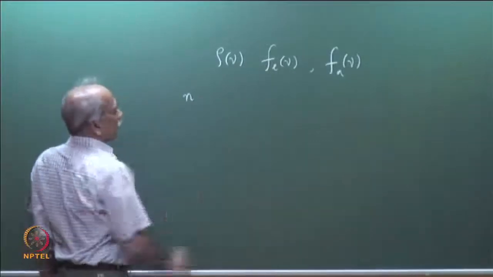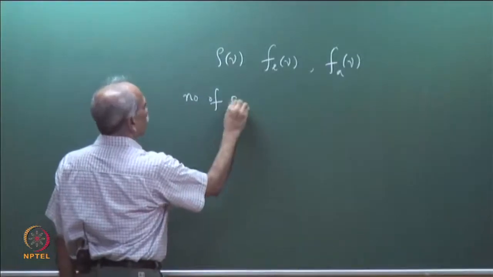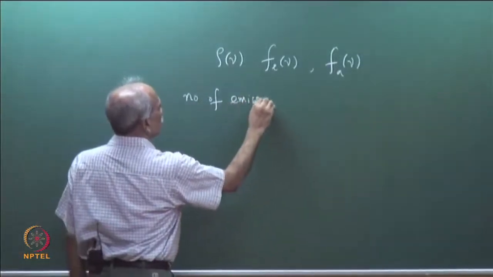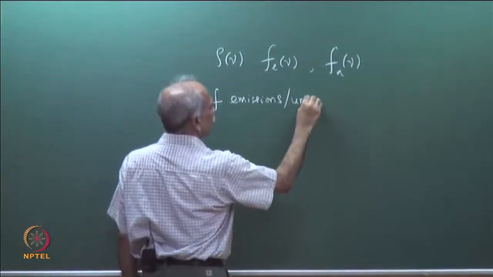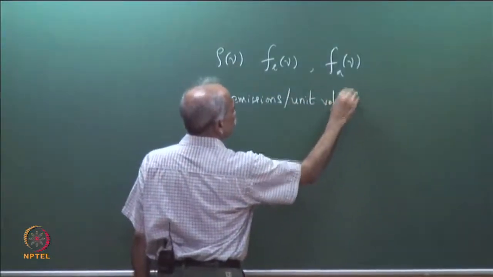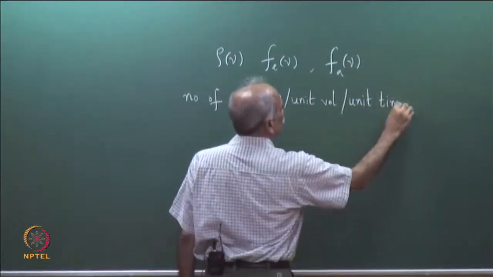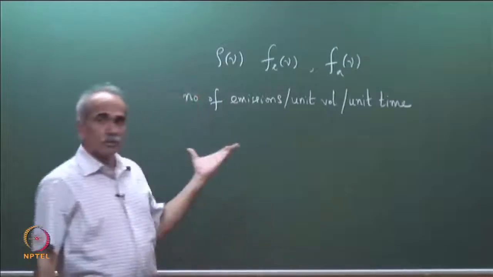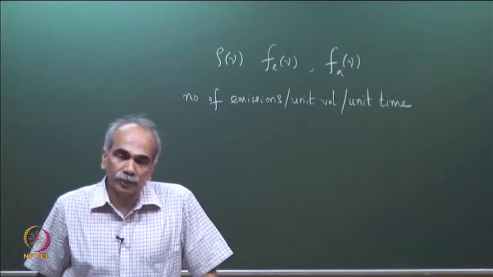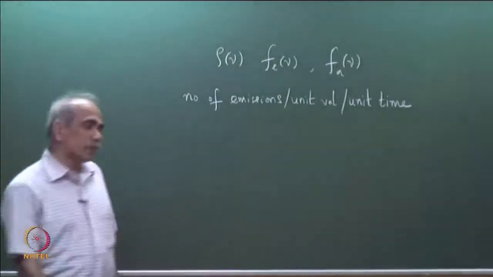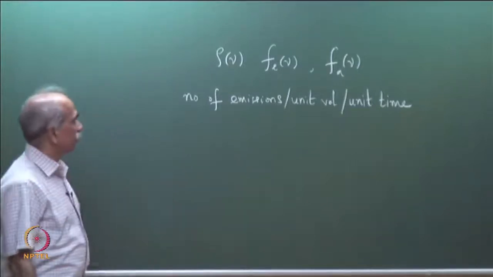Rates of emission and absorption refer to the number of emissions or absorptions per unit volume of the material per unit time. Because once we know this number, multiplying by h nu will give us the power, the energy per unit time, which is the power output from this device or material.